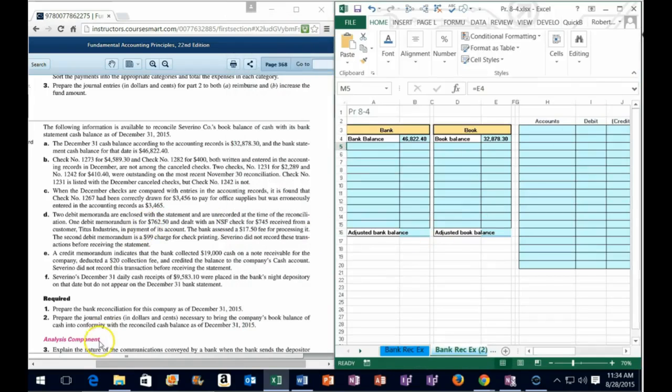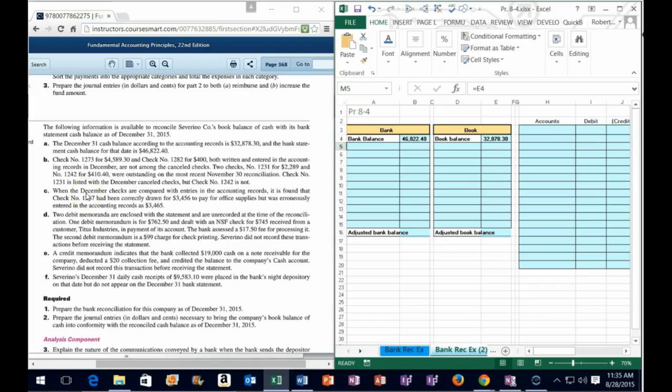And we are now on B, which says check number 1273 for $4,589.30 and check number 1282 for $400, both written and entered in accounting records in December, are not among the canceled checks. Two checks, number 1231 for $2,289 and 1242 for $410.40, were outstanding on the most recent November 30th reconciliation. Check number 1231 is listed with the December canceled check.